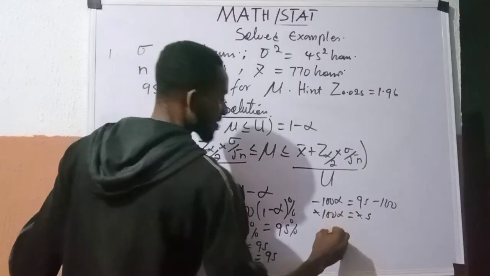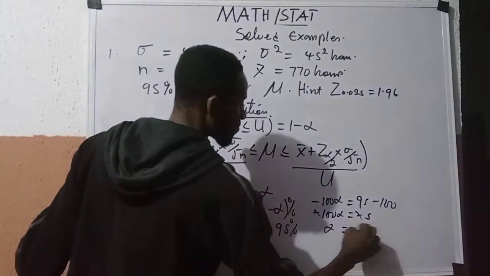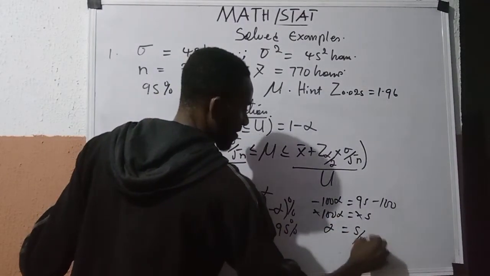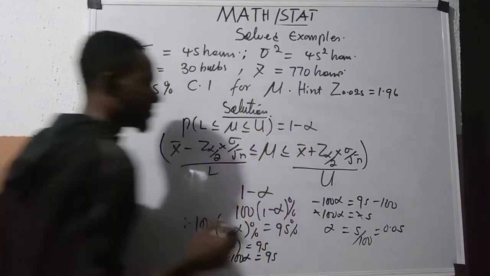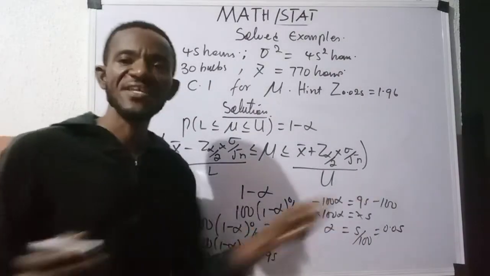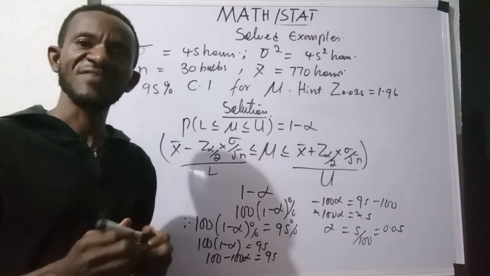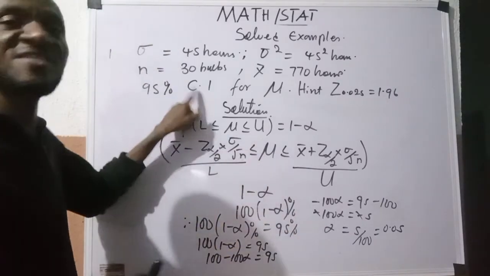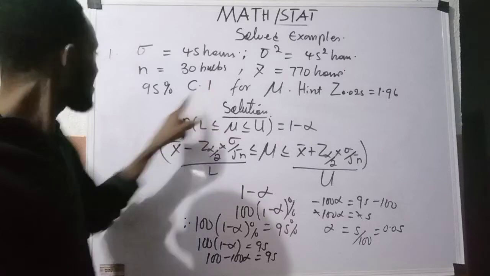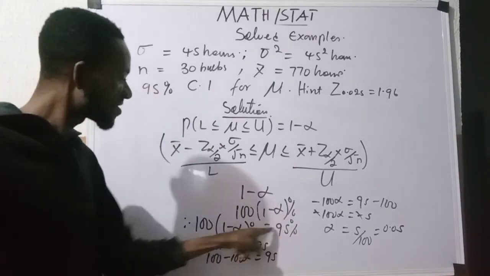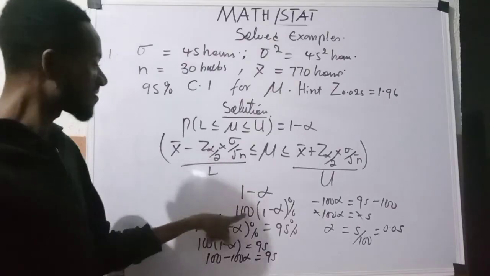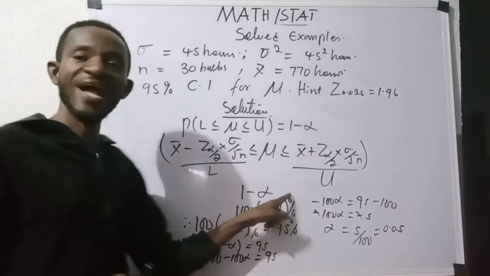And making alpha the subject, you have that alpha is equal to 5 all over 100, and this will give me 0.05. So I have now known that alpha is 0.05. How did I know this? From this idea that my confidence level is 95%. And based on what we said earlier, we said that this thing can be given as 100 into 1 minus the alpha percent.